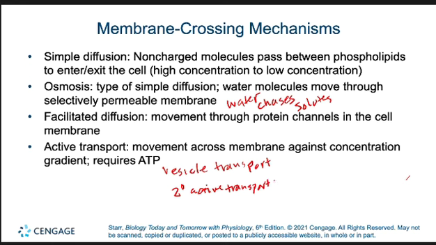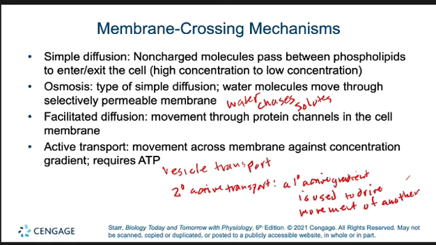Okay. In secondary active transport, a primary active transport gradient is used to drive movement of another solute against its gradient.